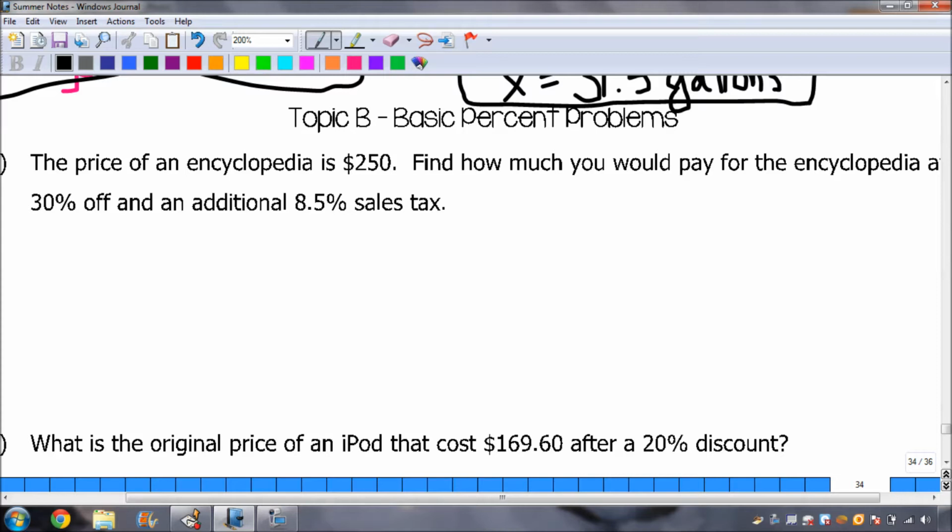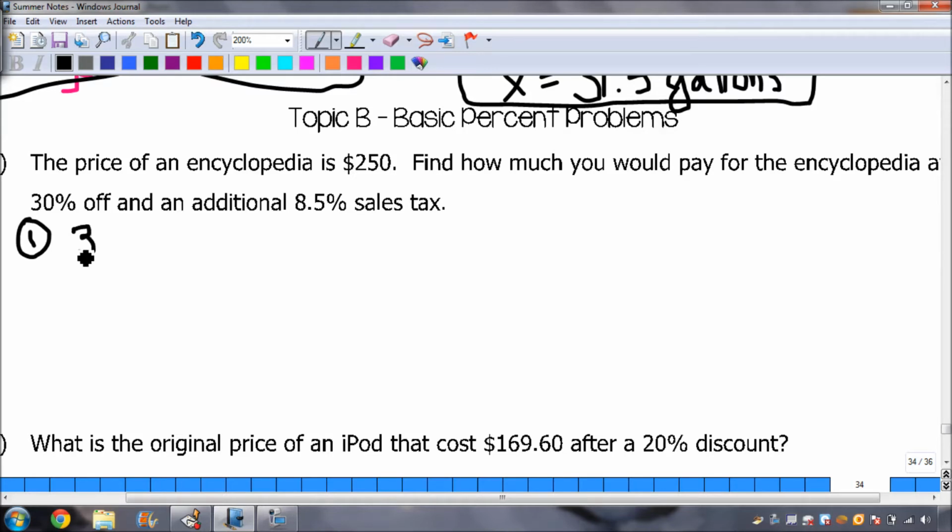So first of all, if you go to a store and you buy something, the cashier rings it up at full price. Then the next thing that they would do is figure out how much you would pay after the discount. But before I can figure that out, I have to figure out how much money I save. So if it's 30% off, I'm going to set up a proportion to figure out what 30% of $250 is. So step 1 is to figure out what is 30% of $250.